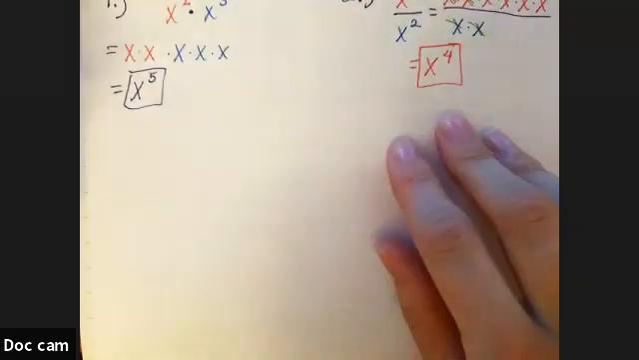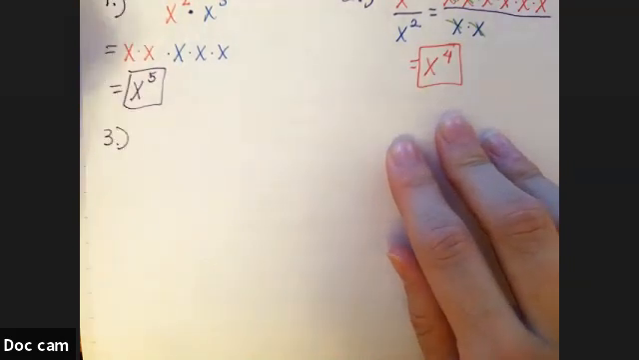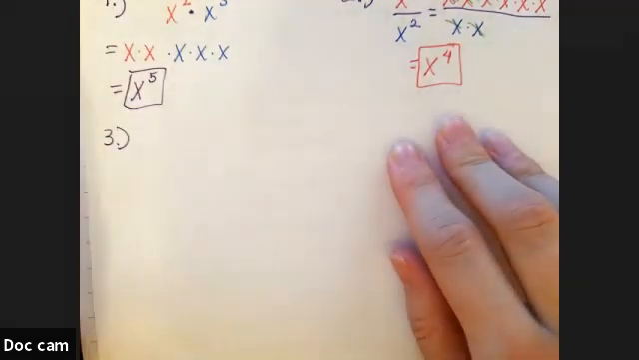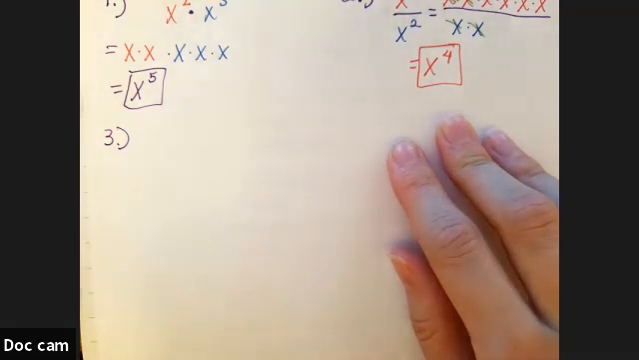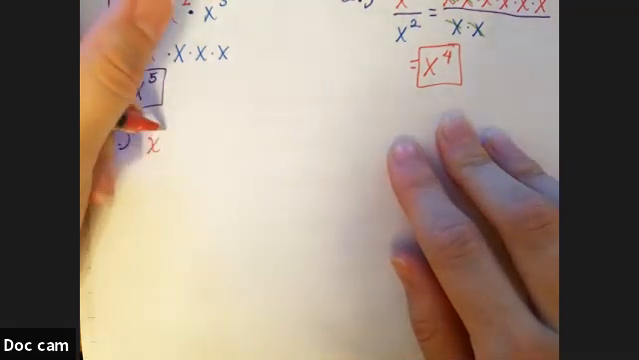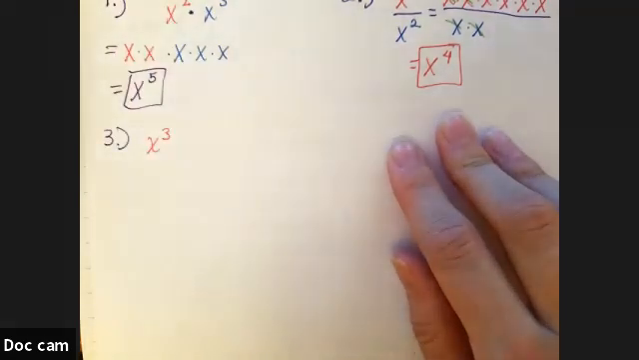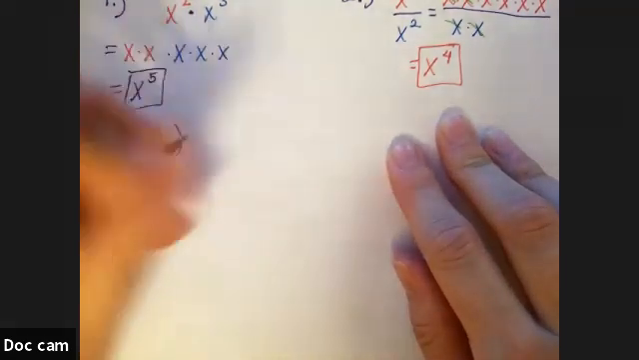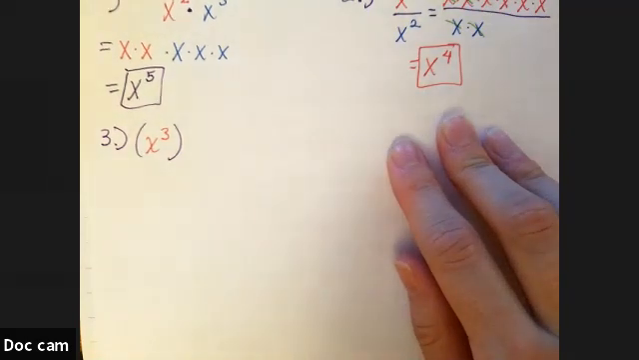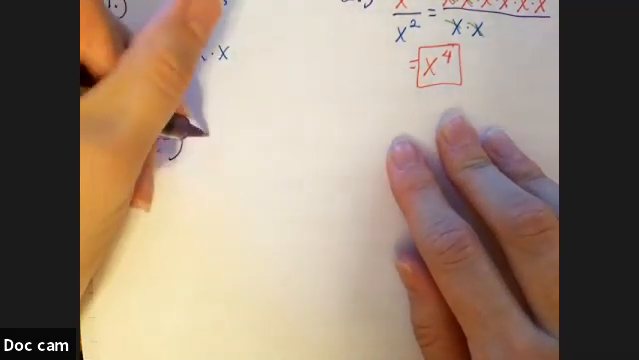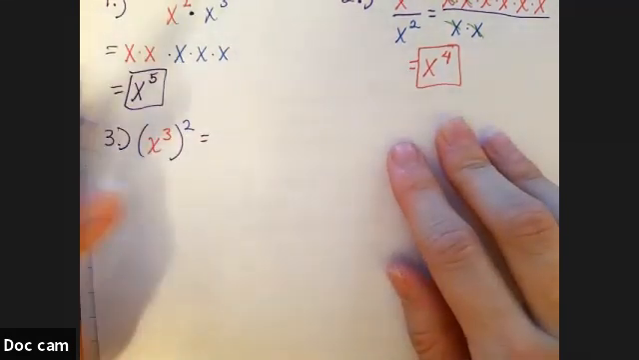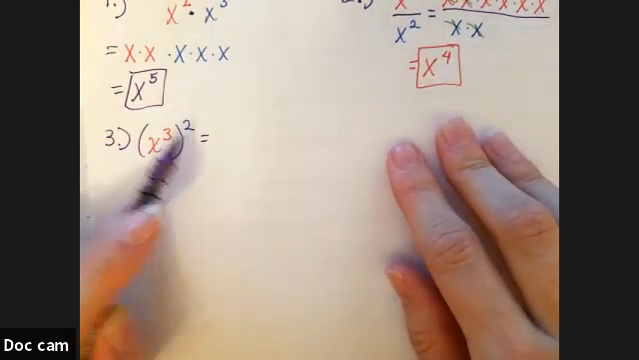Let's see. And rule number 3. All right, so let's say we have x to the 3rd power, and then let's say that whole thing is squared, or raised to the second power. So x to the third, squared.